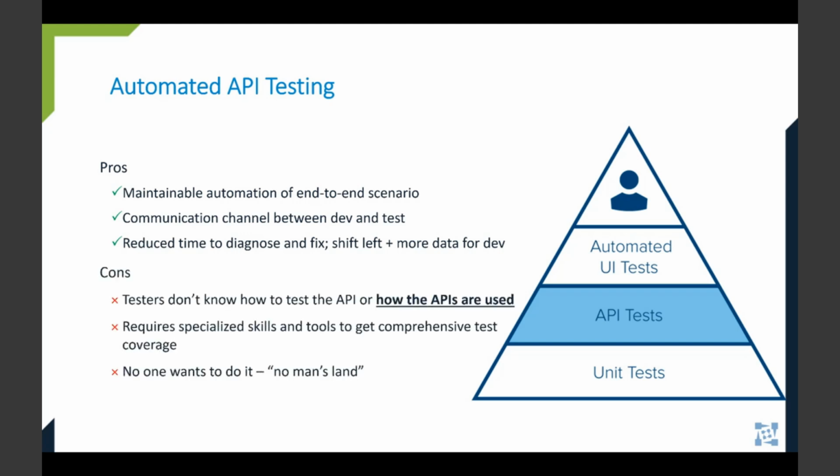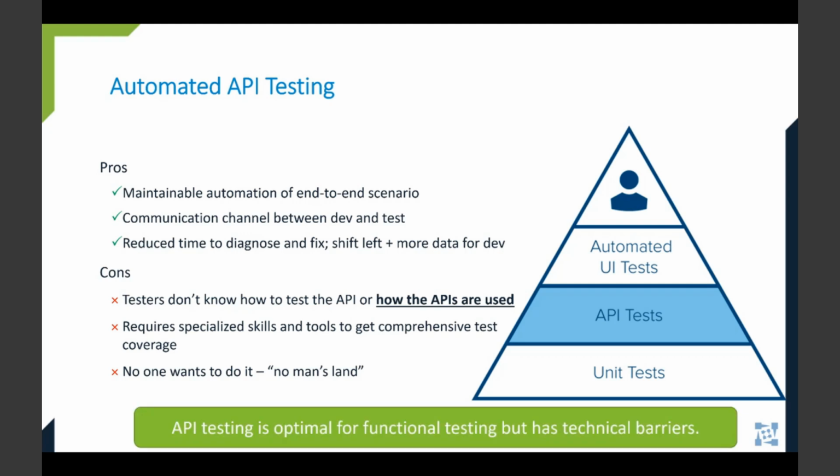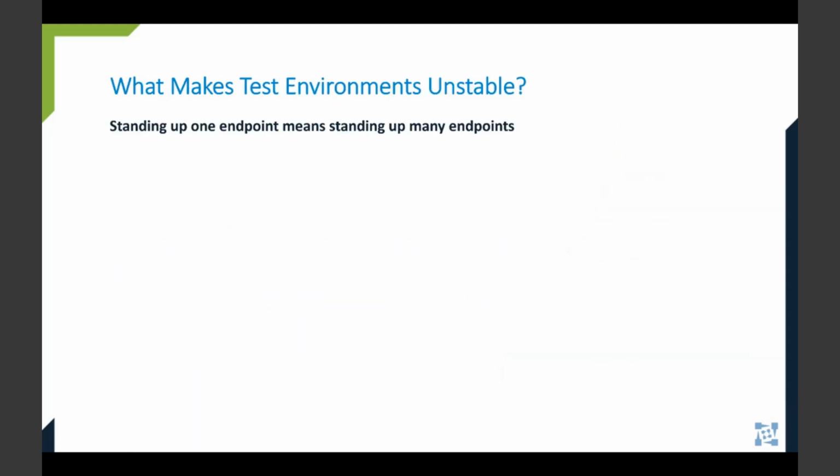We find that teams often have a knowledge issue of how to properly test the APIs or how they're implemented and used. Often, a specialized skill set is required to conduct the testing and ensure API coverage. And API testing often kind of falls in this no man's land of, was this supposed to be tested by the API dev team or the UI team? The bottom line here is that while API testing is indeed ideal for functional testing, there are some technical factors that create barriers to that optimization, such as what I'm calling the ABCDs of test environment destabilizers.